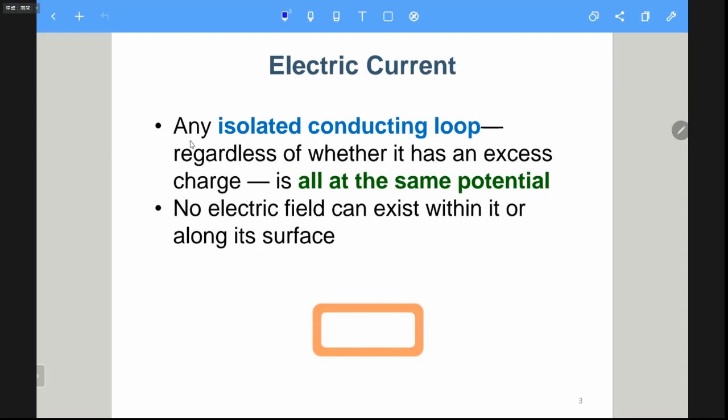So for electric current, any isolated conducting loop, regardless of whether it has excess charge, is all at the same potential. So no electric field can exist within it or along its surface. So for an isolated conducting loop, there will be no potential difference. All the points will have the same potential.